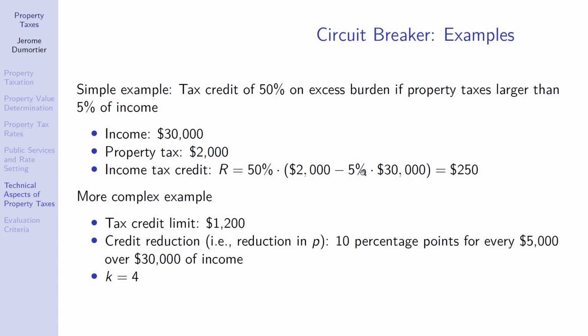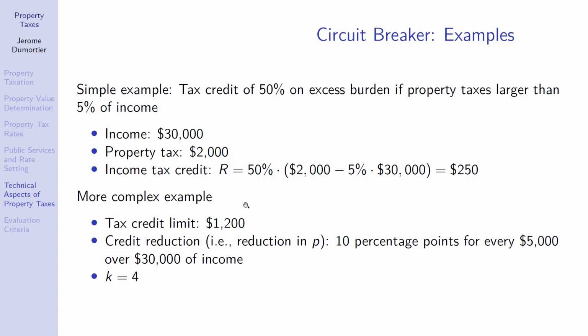The $1,500 would be the amount the state would consider to be the limit that you can spend on property taxes. So you have the $2,000 minus the $1,500. Basically, you have $500 of this excessive burden. And then the state reimburses you or gives you a tax credit of 50% of that. So 50% of $500 would be $250.